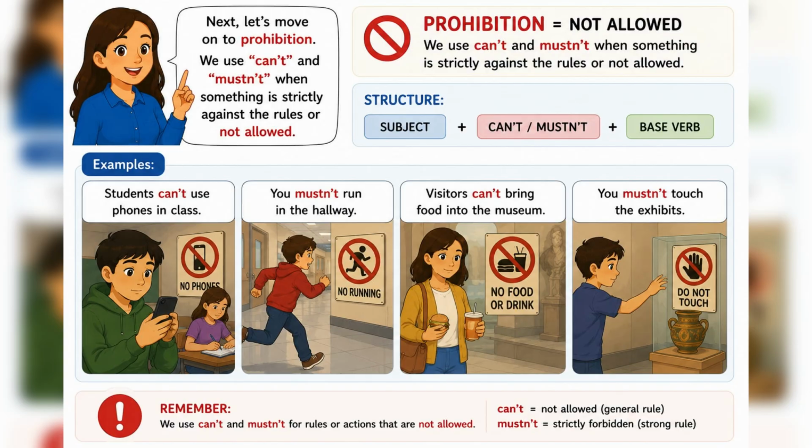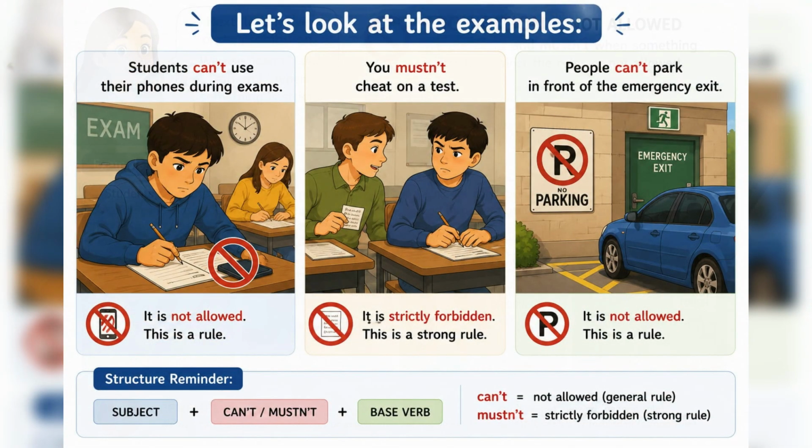The structure is subject plus can't or mustn't plus base verb. Let's look at the examples. Students can't use their phones during exams. You mustn't cheat on tests. People can't park in front of the emergency exit.